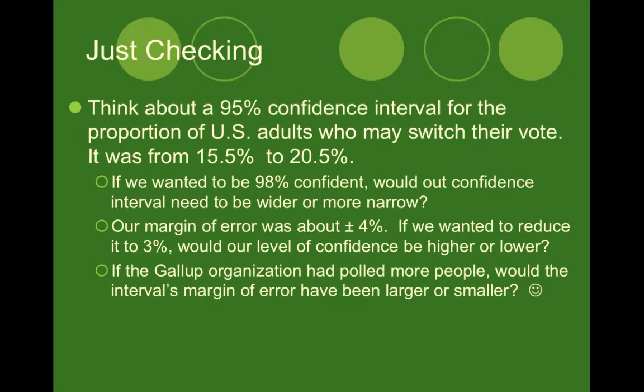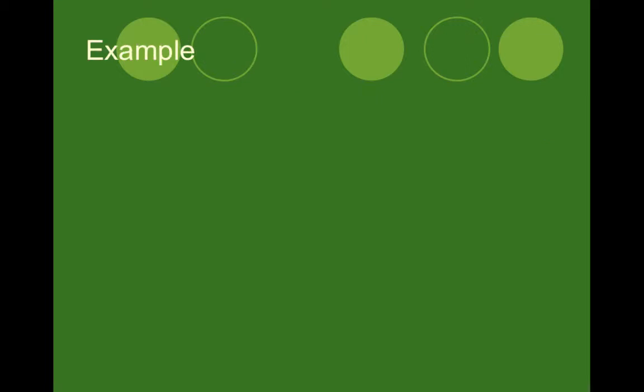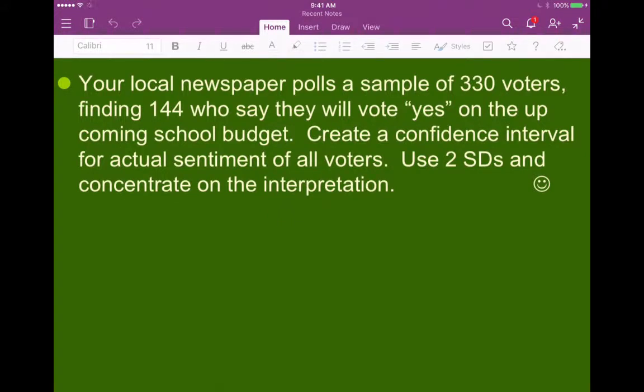If the Gallup organization had polled more people, so our sample size was larger, would the interval's margin of error have been larger or smaller? And the answer here is smaller. A larger sample size is always better. The larger the sample size, the more accurate your sample proportion will be, so the closer you'll get to your true proportion, or the actual population proportion, and the smaller our margin of error will then be.